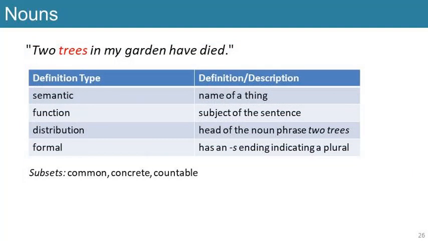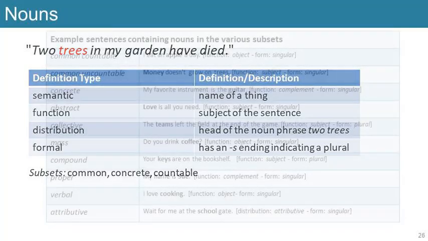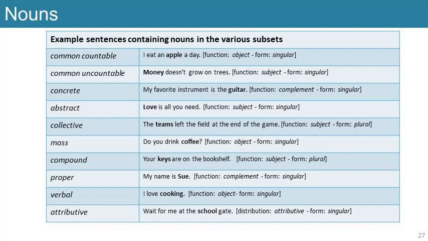The noun to be analysed is trees in: two trees in my garden have died. Trees in this sentence can be defined semantically as the name of a thing, functionally as the subject of the sentence, and distributionally as the head of the noun phrase two trees. A formal description notes that the noun has an s ending indicating a plural. Trees in this sentence is a member of the common, concrete, and countable noun subsets. Finally, here are example sentences containing nouns in the major subsets.